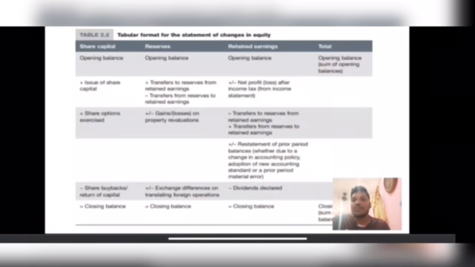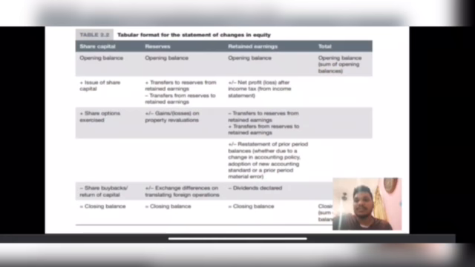The second component will be the reserves. Starting with the opening balance, plus transfers to reserves from retained earnings, minus transfers from reserves to retained earnings, either plus or minus. And then you must also plus or minus gains or losses on property revaluation, and also plus or minus exchange differences on translating foreign operations. Closing balance.